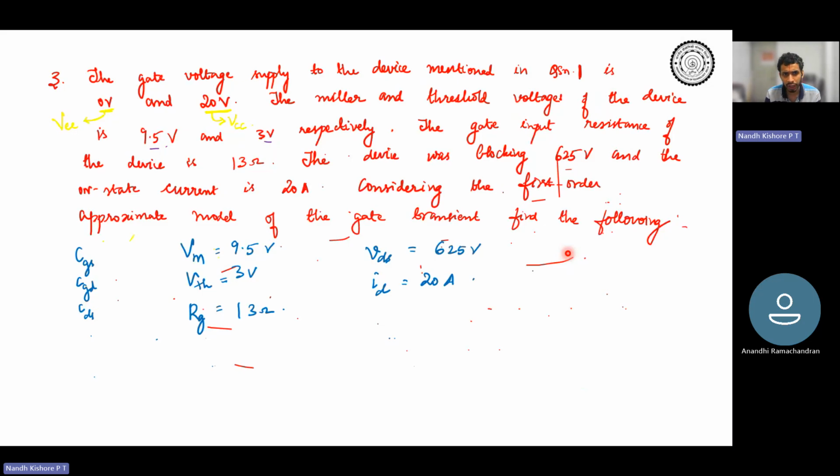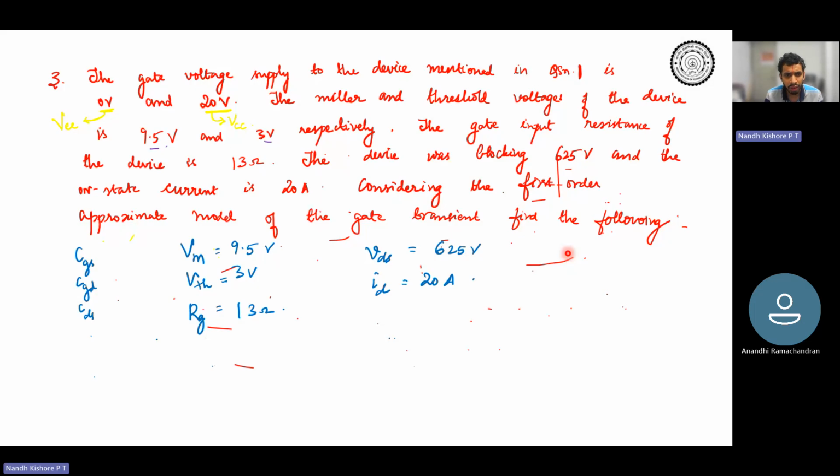The gate voltage is 0 volts and 20 volts. So 0 volts corresponds to VEE, the negative bias voltage, and 20 volts corresponds to VCC, the positive bias voltage. The Miller and threshold voltages of the device are 9.5 volts and 3 volts respectively. The Miller voltage is 9.5, and the threshold voltage, the gate source voltage at which the device starts conducting, is 3 volts.